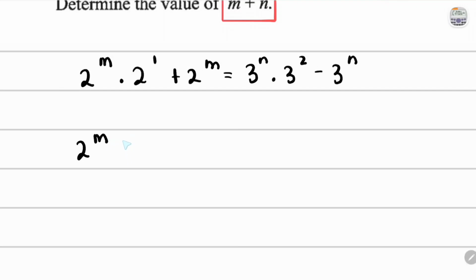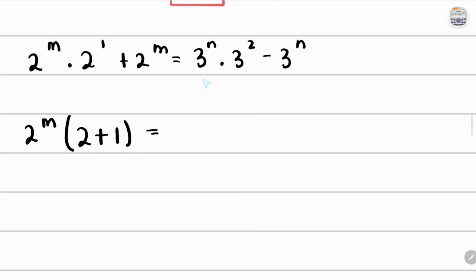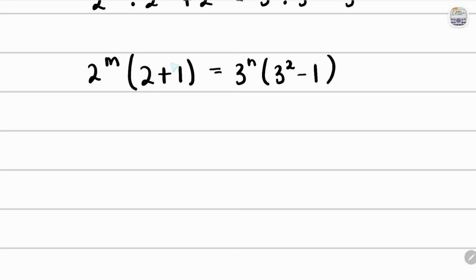That's 2 to the power of m, open a bracket, and what is left in the first term? It's 2 to the power of 1, which is just 2. And then in the second term, after we've taken out that common factor, what is left? 2 to the power of m only if it multiplies by 1 will it get you back to 2 to the power of m. And this is equal to, and here again, 3 to the power of n is common in both terms, separated by this minus sign. So that's 3 to the power of n, and then we're left with 3 to the power of 2 in the first term, and in the second term, we would just be left with negative 1, because 3 to the power of n times negative 1 would get you back to negative 3 to the power of n. And then we can simplify these numbers.